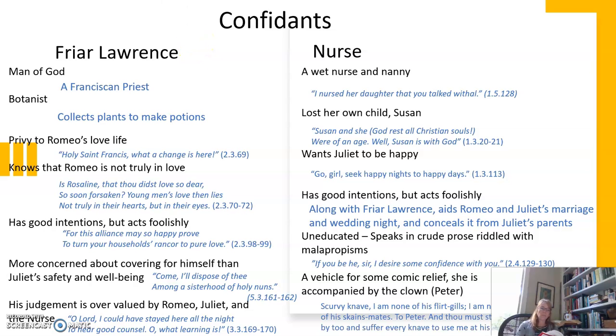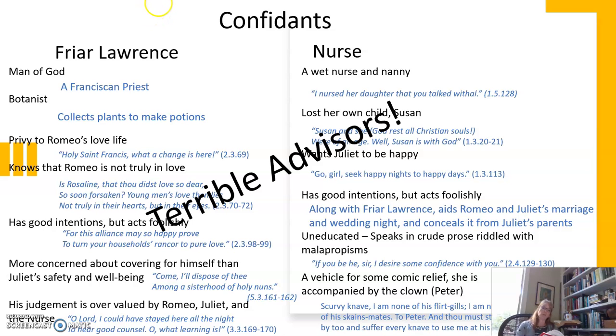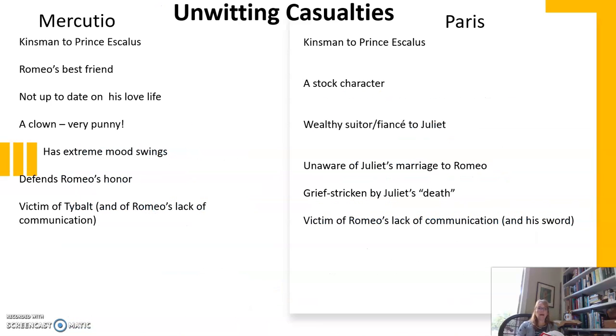The nurse is a vehicle for some comic relief in the play, along with the clown character Peter, and this is evidenced in multiple places, but one of them is in the street scene where she is looking for Romeo and runs into Benvolio and Mercutio. These two, in my assessment, are terrible advisors. Moving on. Unwitting casualties of this terrible advice.